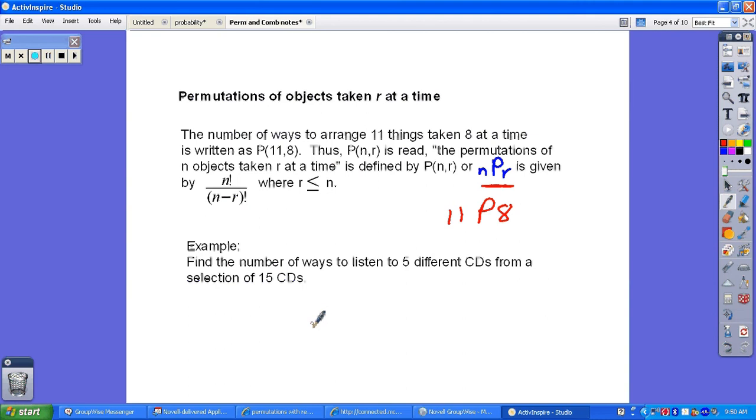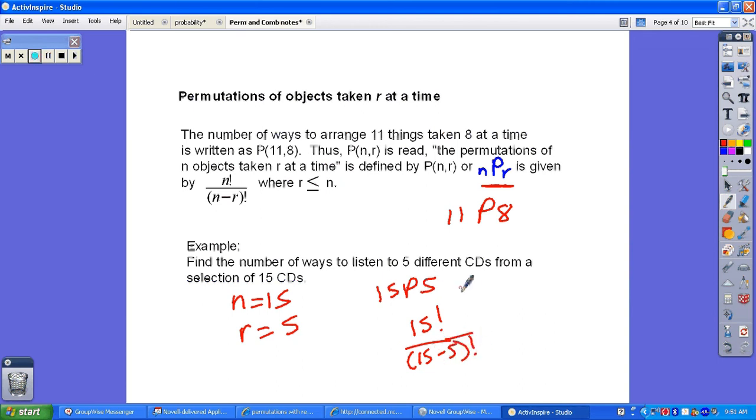Our example here is that we want 5 CDs out of a selection of 15. So we want 15 items taken 5 at a time. So n is 15 and r is 5. Excuse that, I'm near the restroom. All right, so what we want to write is 15P5. The way you're going to show that, you can fill in the formula if you need to: 15 factorial over, I didn't mean to write r, I meant to write 5, 15 minus 5 and then factorial.